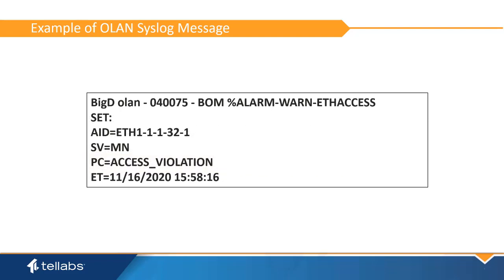All alarms from the OLAN system are forwarded to Syslog and can be used to trigger emails or other notifications supported by the Syslog server for automated dispatch on a system failure. In the example above, alarm type would be Ethernet access or an Ethernet access violation alarm. Set clear indicates whether the alarm was set or cleared. The AID is the address identifier where the alarm occurred. The severity of the alarm set by the OLT will be either critical, major, or minor. PC is the probable cause, and ET is the event time registered for the alarm.